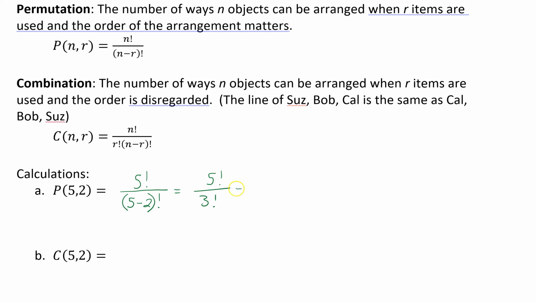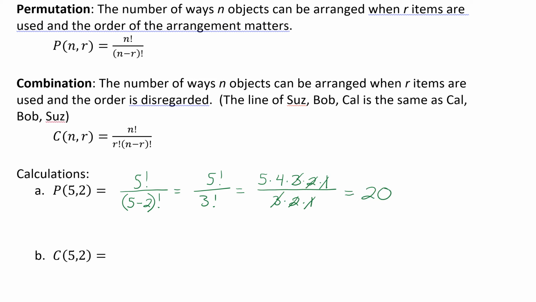Now if we know the definition of factorial from a prior lesson, we can see that 5 factorial is 5 times 4 times 3 times 2 times 1. And 3 factorial is 3 times 2 times 1. Like reducing fractions, if I have a factor in the numerator and in the denominator, they reduce out. That means I'm left with 5 times 4, which is 20.